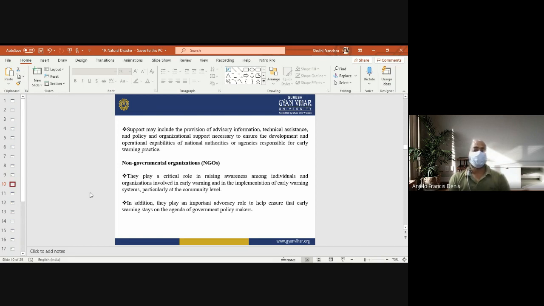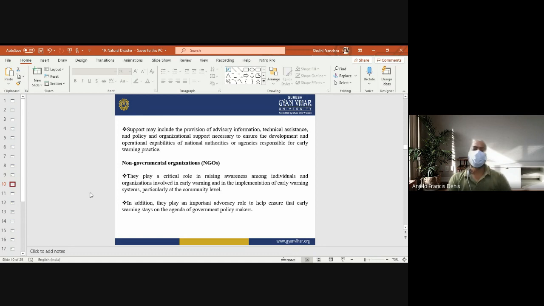Also, there are non-government organizations, we call them NGOs, which play a very important role in raising awareness among individuals, and they are also involved in early warning systems management and a few more activities. Especially several NGOs work at the community level. Individually they go to each household, contact each member, and make the people aware. It is similar to the work done by Anganwadi workers nowadays regarding the vaccination process and several other processes.